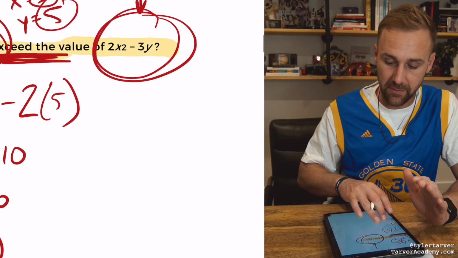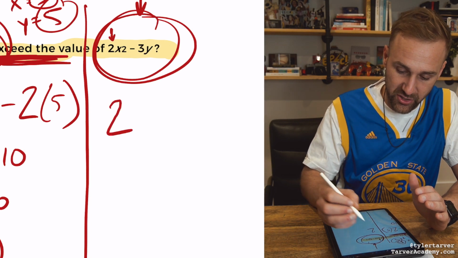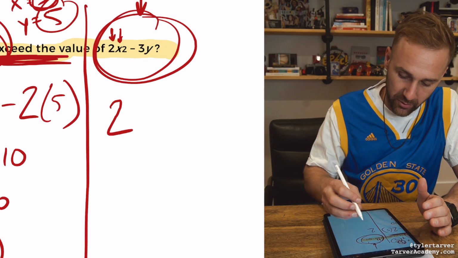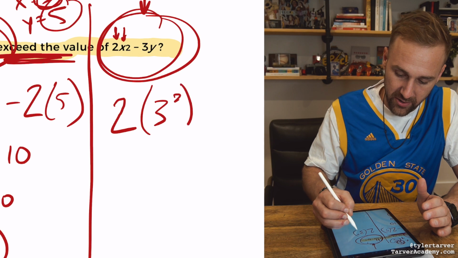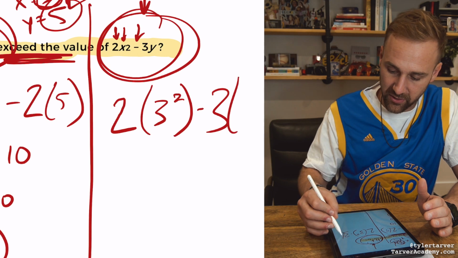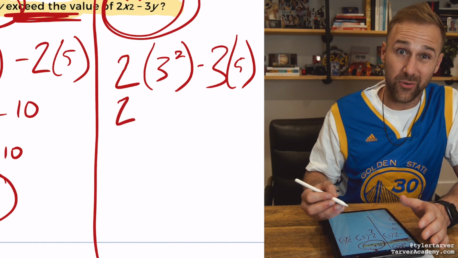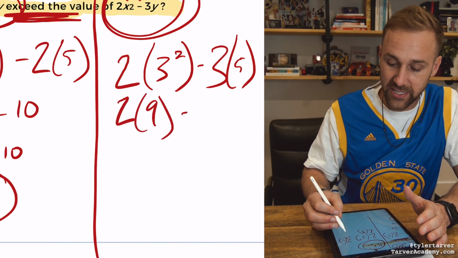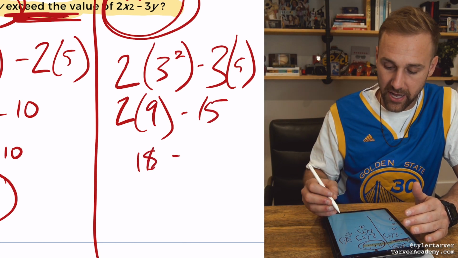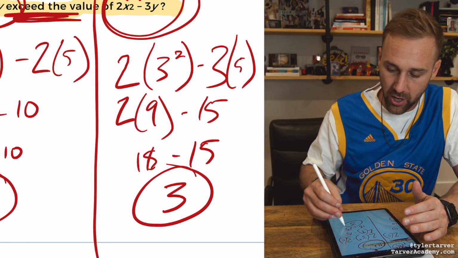We're not done. Same thing over here. I'm going to draw a line so we don't get mixed up. 2, and then x equals 3 still, so 3 squared, minus 3 times y, which is 5. Now I'm just going to solve this problem. I've got 2 times 3 squared, which is 9, minus 3 times 5, which is 15. 2 times 9 is 18, minus 15, and 18 minus 15 is 3. So we know what this one is as well.